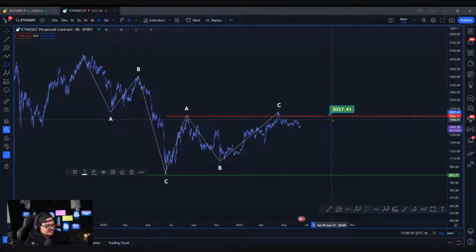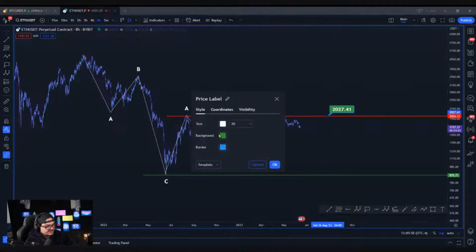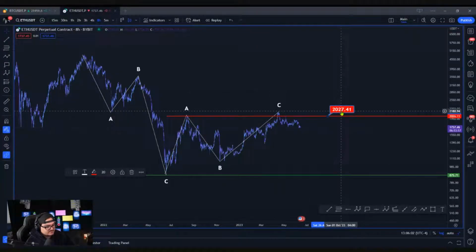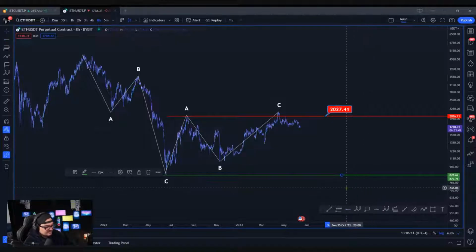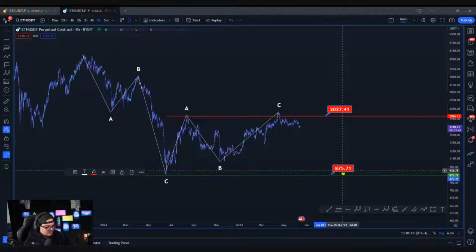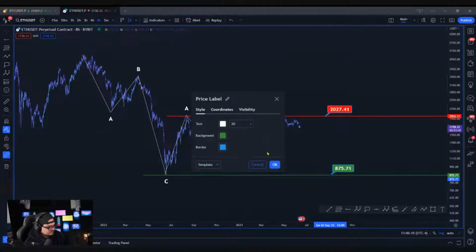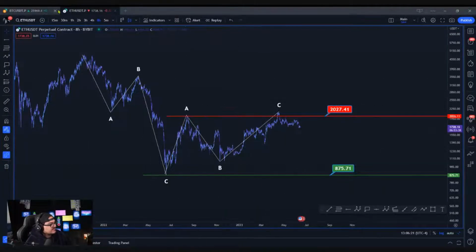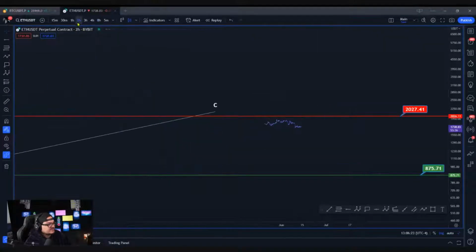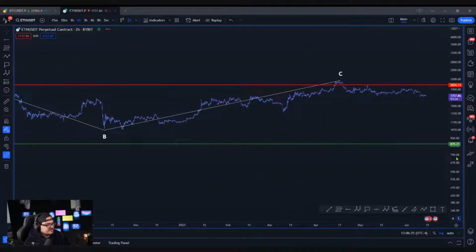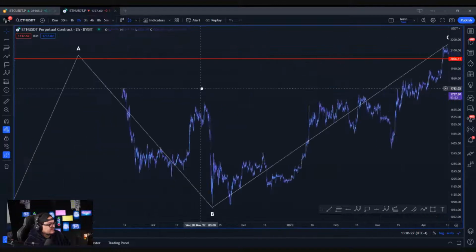Once you understand what could be going on, I like to mark out the major pivots. To me, it's 2032 or 2030, depending on which chart. And then the absolute low, around 875. All right. And once we understand what could be going on, let's go ahead and zoom in on our normal trading perspective. All right.